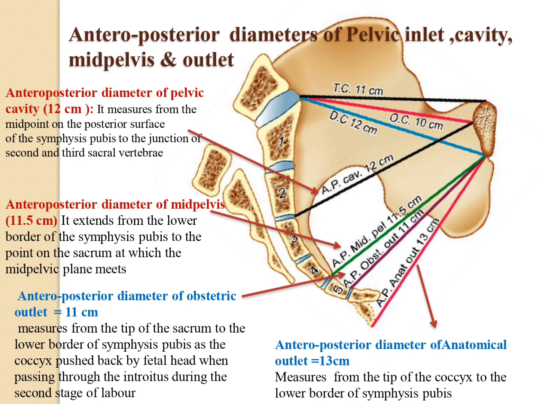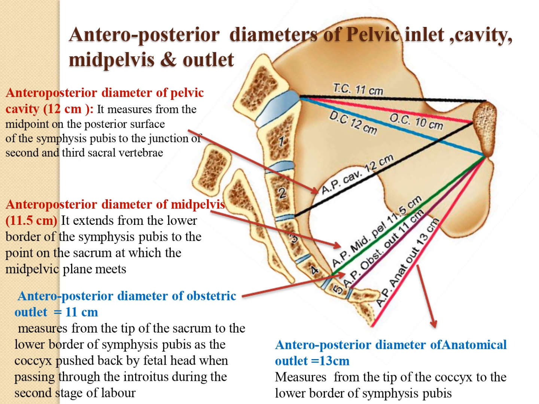The anteroposterior diameter of the pelvic cavity is 12 cm, and it is measured from the midpoint on the posterior surface of the pubic symphysis anteriorly to the junction of the second and third sacral vertebrae posteriorly. The anteroposterior diameter of the mid pelvis measures 11.5 cm. It extends from the lower border of the pubic symphysis anteriorly to the point on the sacrum at which the mid-pelvic plane meets posteriorly. The anteroposterior diameter of the pelvic outlet is 13 cm, measured from the tip of the coccyx to the lower border of the pubic symphysis.